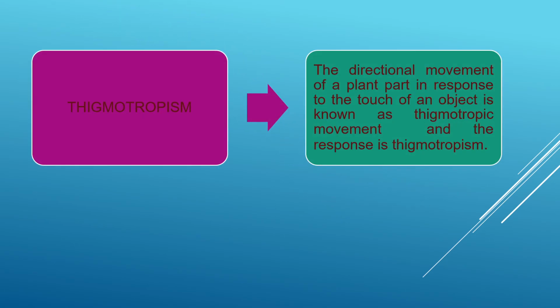Now what is thigmotropism? The directional movement of a plant part in response to the touch of an object is known as thigmotropic movement. That means when we touch a plant part, there are some changes, and that is called thigmotropism. So what are the examples of thigmotropism?